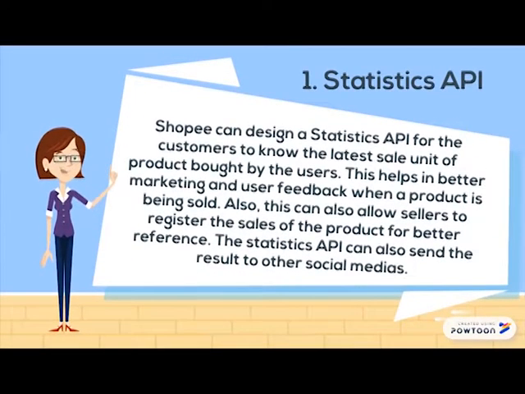First, statistic API. Shopee can design a statistic API for their customers to know the latest sale unit of product bought by the users. This helps in better marketing and user feedback when a product is being sold. This can also allow sellers to register the sale of the product for better reference. The statistic API can also send the result to other social media.